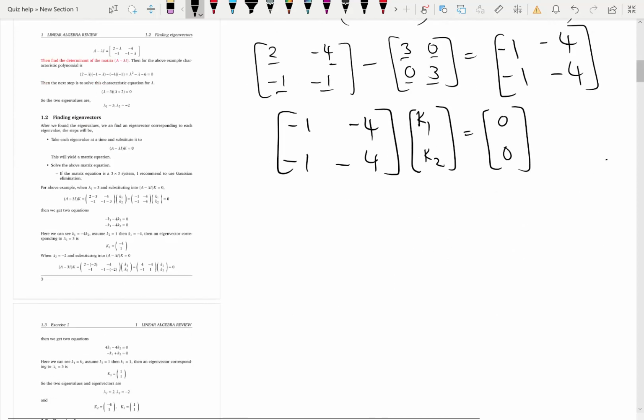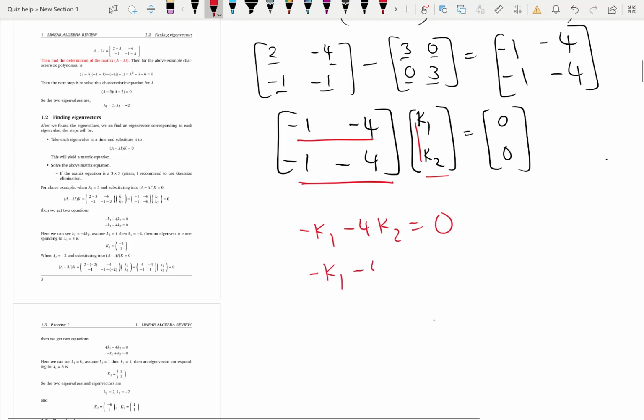Okay, so here's the thing. When you have a 2 by 2 system, what I would want you to do is multiply this matrix by this vector and get 2 equations. But in a 3 by 3 matrix, I highly recommend you do the Gaussian elimination. We'll come to that later. But here you do the multiplication. Let me show you something. Let's multiply the first row by this column: negative k1 minus 4k2 is equal to 0. Using this row and the column, negative k1 minus 4k2 is equal to 0. So you get 2 equations.